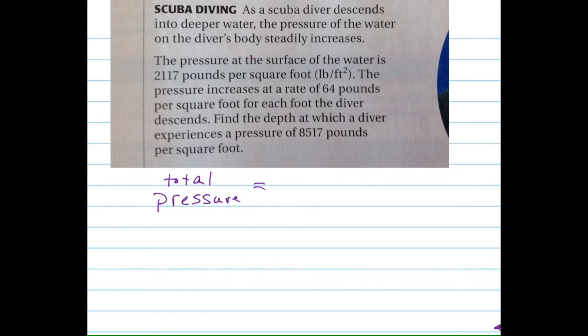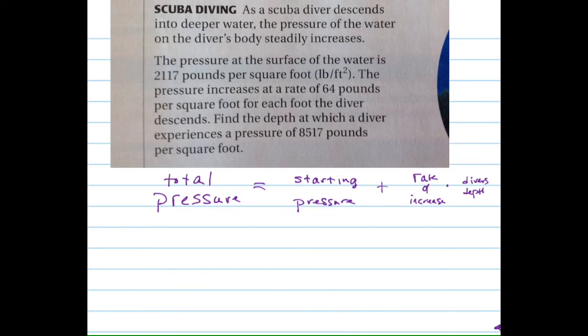Okay. That means he has a certain amount of pressure on his body at the surface. They tell us that, right? At the surface, the pressure on the diver's body is 2,117 pounds per square foot. Okay, so it has a starting pressure at the top, and then it increases as it goes down. So it increases at a certain rate, and we have to multiply that by his depth. Because if it's increasing a certain amount of pounds per foot that he goes down, we need to multiply that in there.